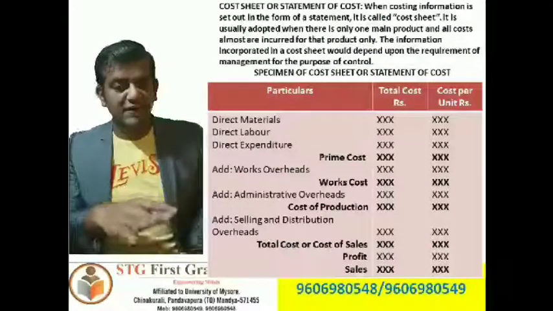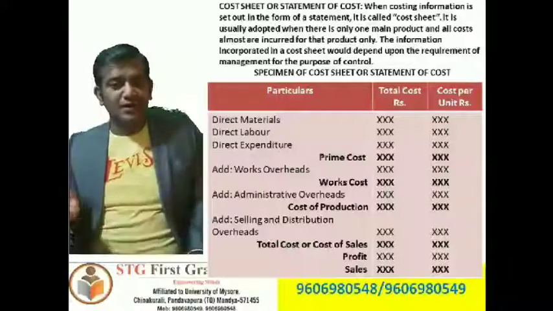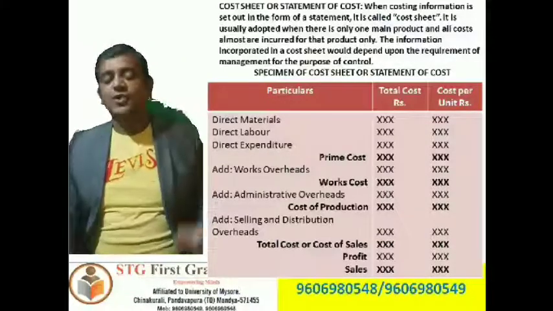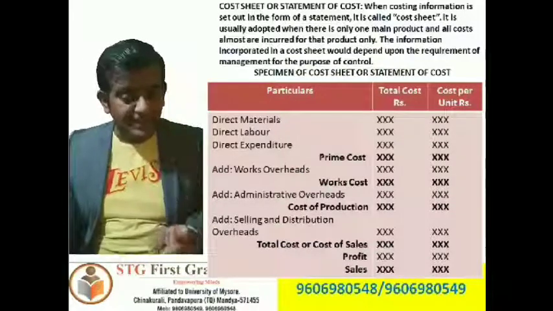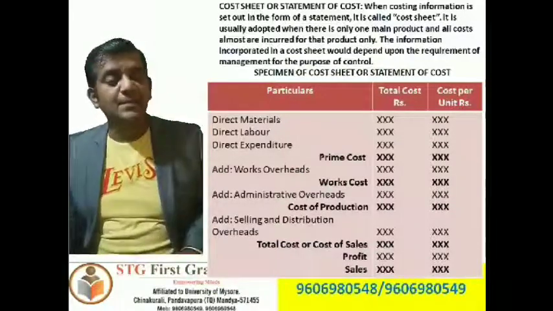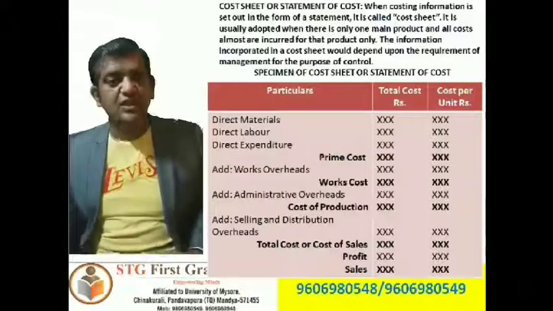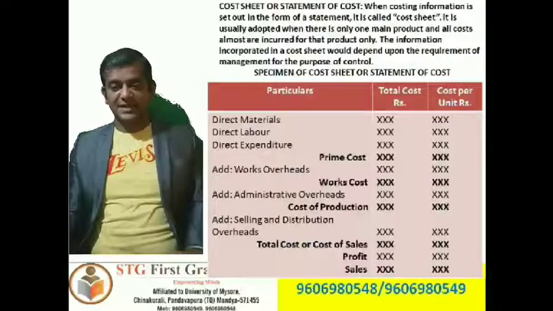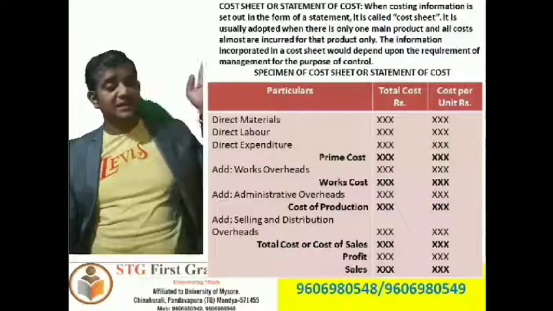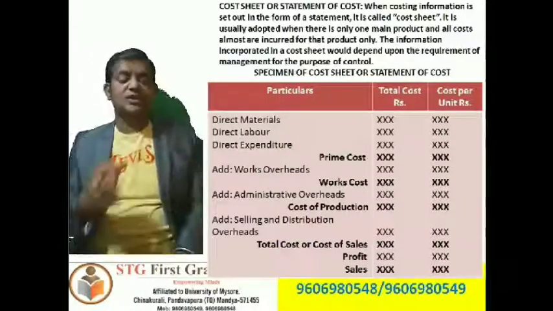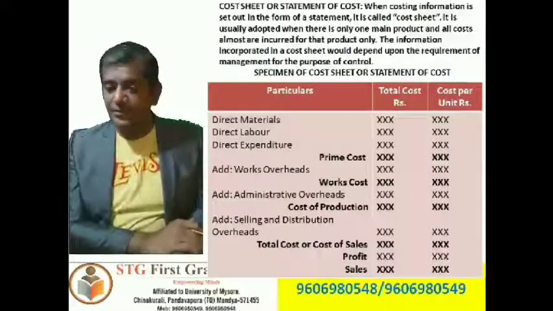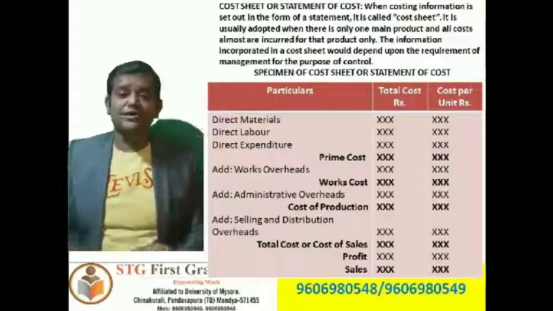Now we are converting that formula into a statement. Correct. What is the formula for prime cost? We all know that direct material plus direct labor plus direct expenditure equals prime cost. So now let us convert it: direct materials plus direct labor plus direct expenditure equals prime cost. Clear? So we got the prime cost.